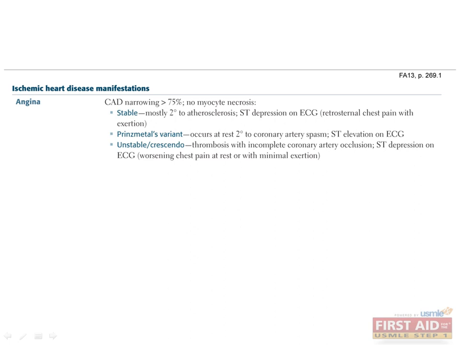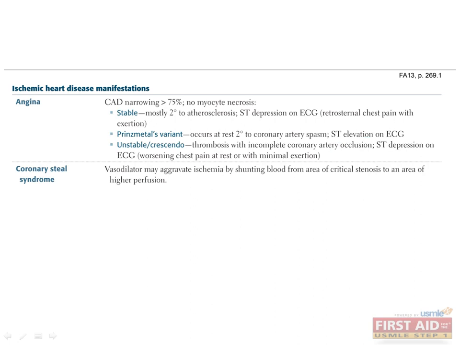Prinzmetal's angina occurs due to coronary artery vasospasm, often in the setting of cocaine use. On EKG, there is ST elevation. In the unstable state, chest pain persists despite rest, and nitroglycerin tends not to help. These two types of angina can also be noted by ST depressions on EKG.